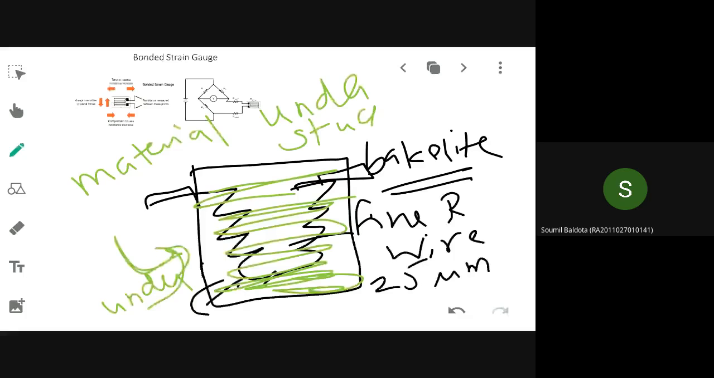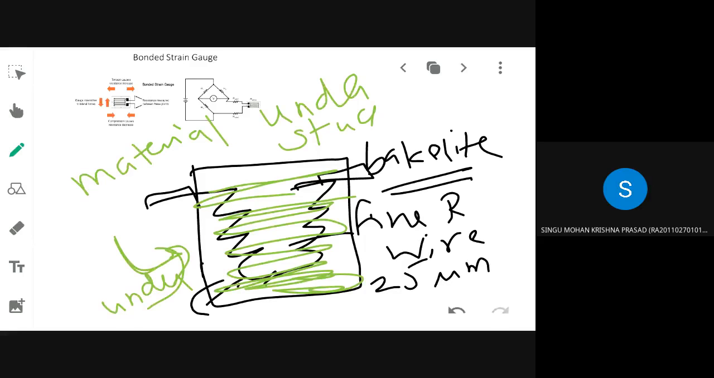Again I am asking you the question, why is it called a bonded strain gauge? If you do not understand that concept, you cannot go to an unbonded strain gauge. Why is it called a bonded strain gauge? If you are keeping silent from your side, I will also keep silent from my side, and classes will be over, and there will be nothing good coming out of it.